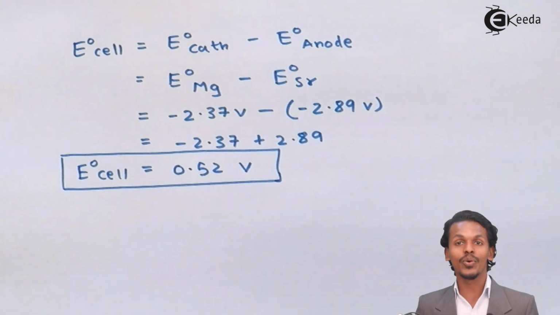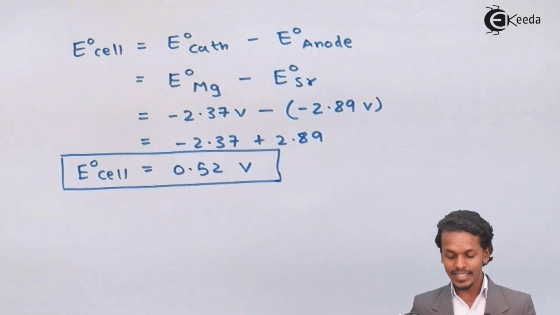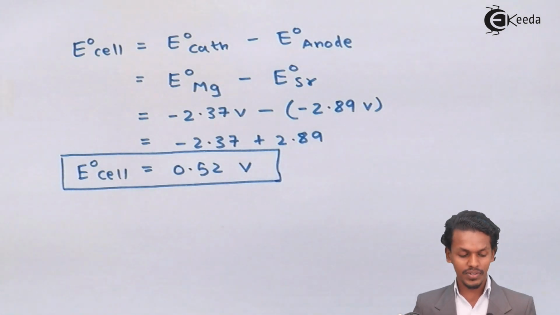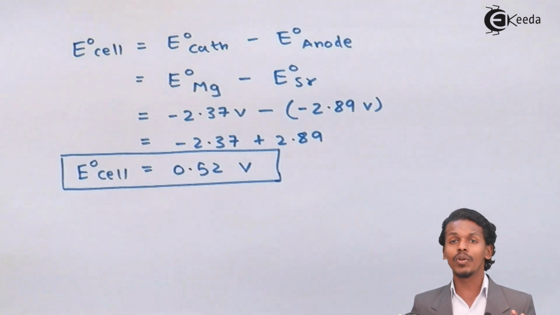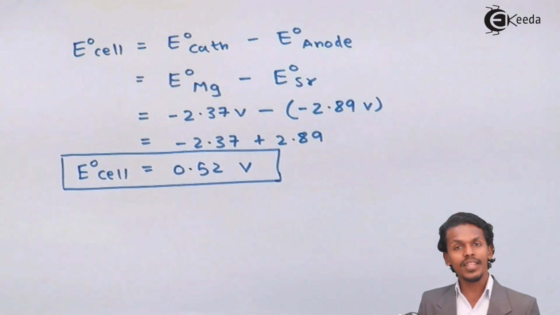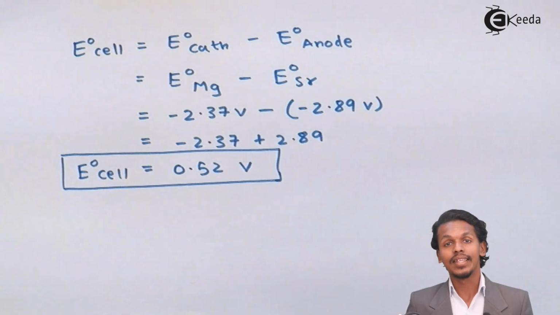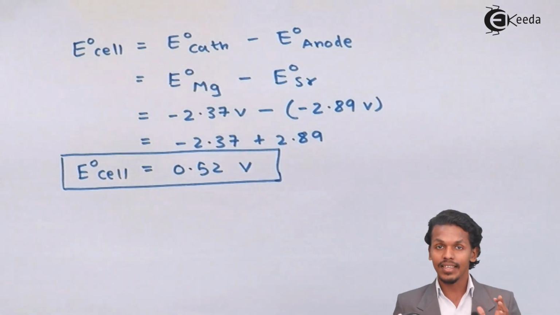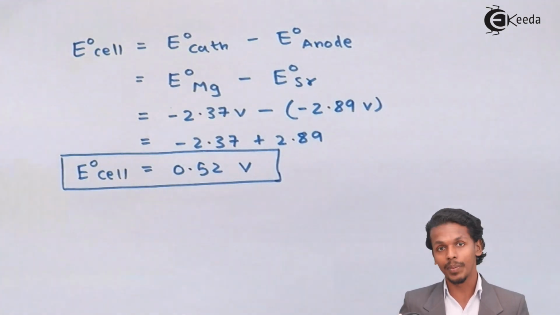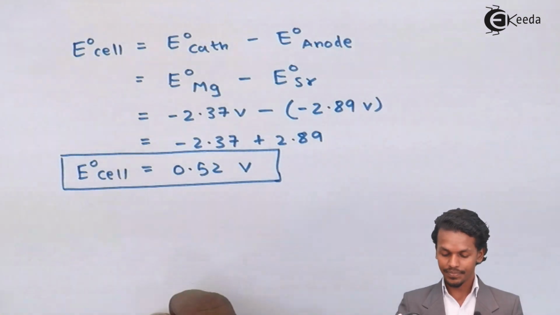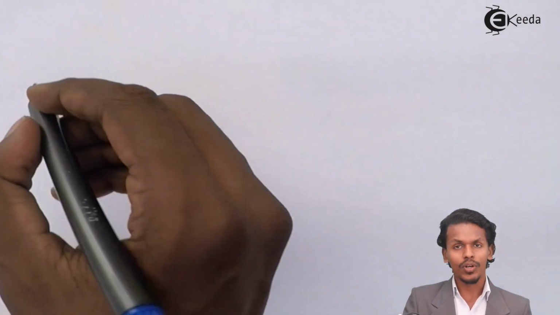So therefore we are going in the right direction, and let us see what would be the value of the equilibrium constant. But before knowing the equilibrium constant, we should know the relation between the E naught cell and the equilibrium constant. So let us see. We know the formula for the relation between the E cell and E naught cell.